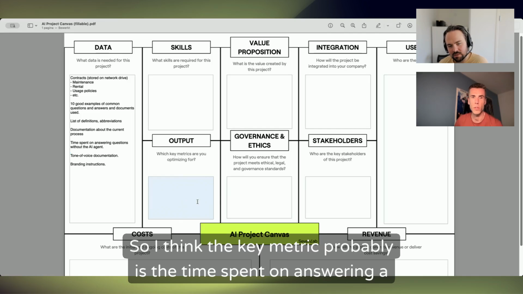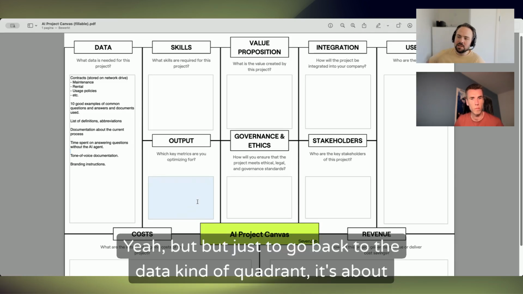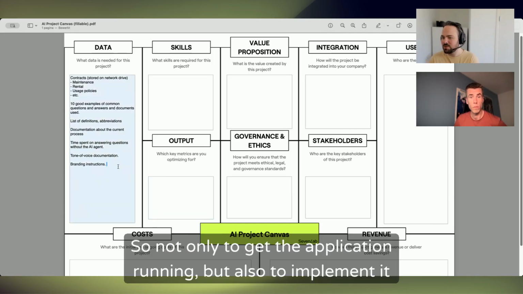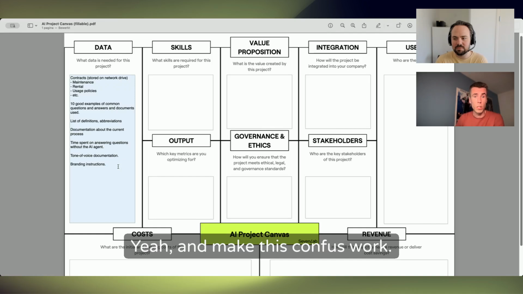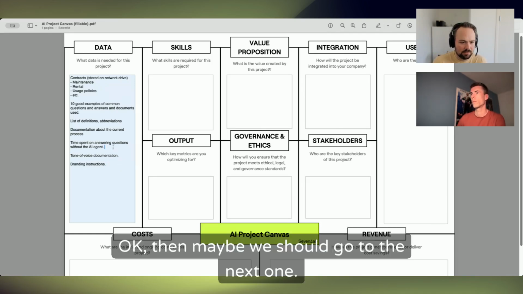So I think the key metric probably is the time spent on answering a question. Yeah, but just to go back to the data quadrant, it's about what data do I need for the project to work, but also for the soft side of things. So not only to get the application running, but also to implement it and get a good view on the business case. Yeah, and make this canvas work. Right. Okay, then maybe we should go to the next one.